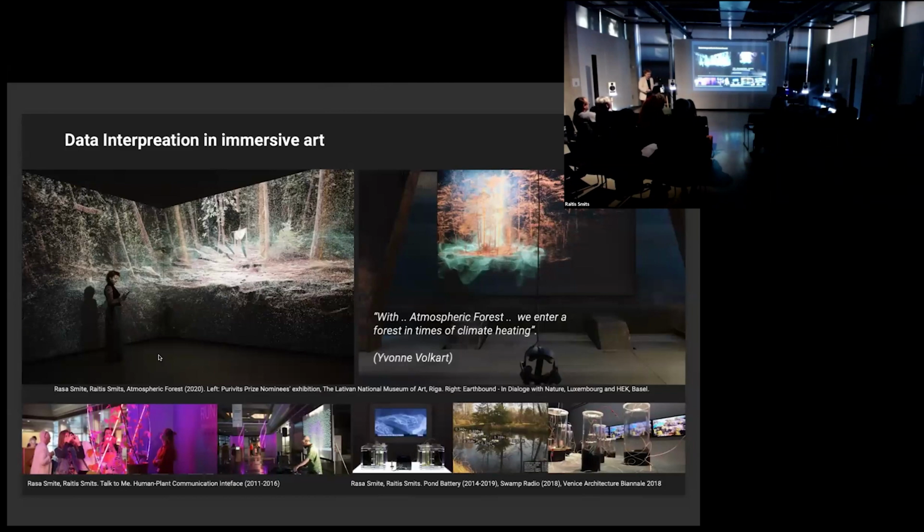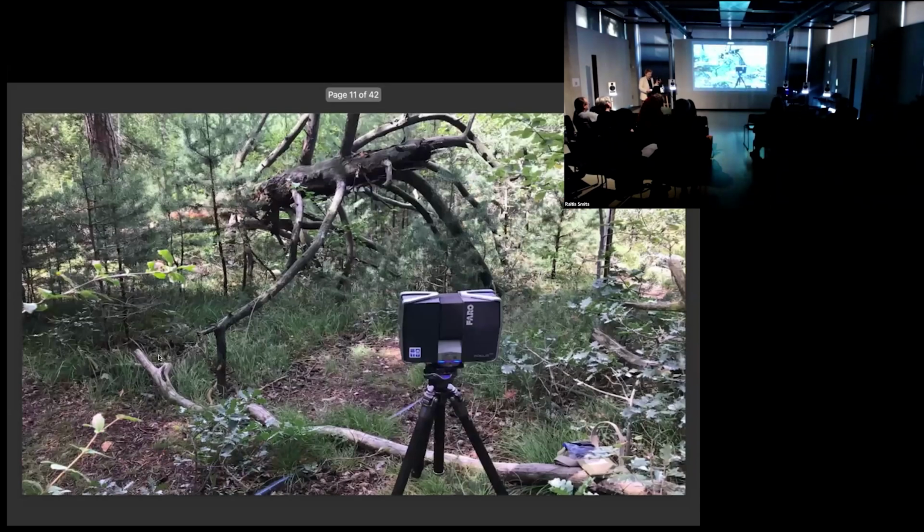Okay. Atmospheric Forest was a project which I worked on as part of a team with Yvonne Volkart. For the first time I was using scientific remote sensing tools, and trying to show some processes which are happening in this structure. And here is one of the instruments which scientists say is a great one already. It's multisensory. That's the LiDAR scanner.